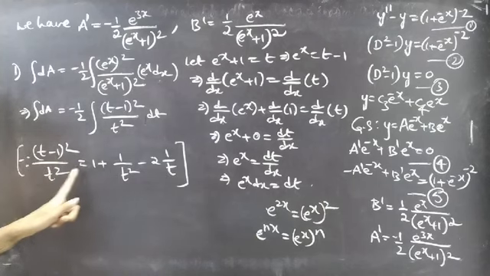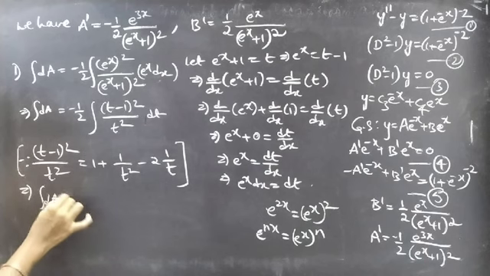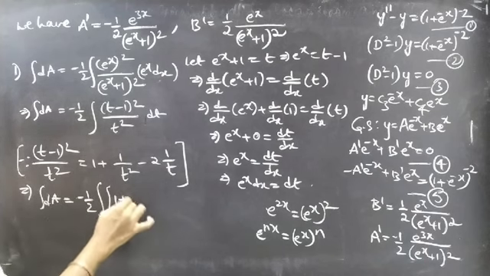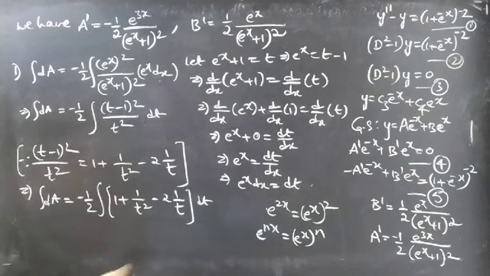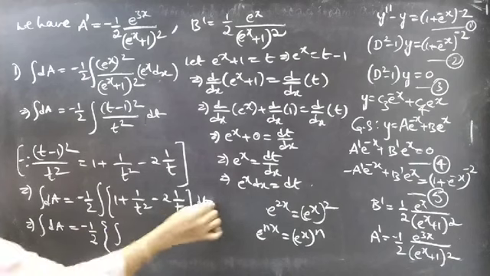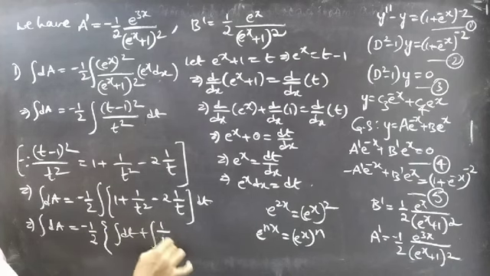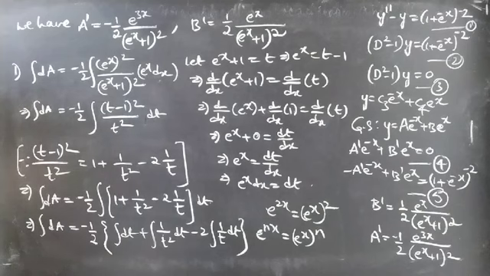Since (t minus 1) whole square by t square equals 1 plus 1 by t square minus 2 into 1 by t, the above equation becomes integral dA equal to minus 1 by 2 integral of 1 plus 1 by t square minus 2 into 1 by t, into dt, right? This gives us integral dA equal to minus 1 by 2 into integral 1 dt plus integral 1 by t square dt minus 2 integral 1 by t dt. Now let's write 1 by t square as t power minus 2, and the remaining terms will be as they are.